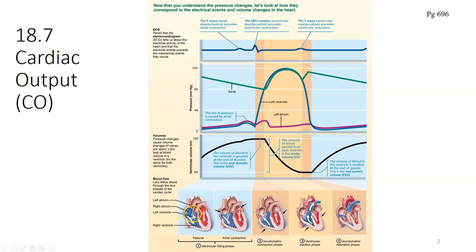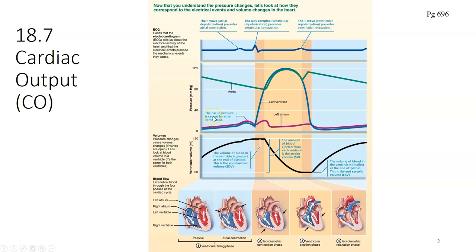At the bottom, we can see an animation of blood flow from the atria to the ventricles and from the ventricles to the pulmonary artery and the aorta of the heart. The black line represents ventricular volume in milliliters, all the way from 50 to 120 milliliters as it rises and decreases with filling and emptying of the ventricles.